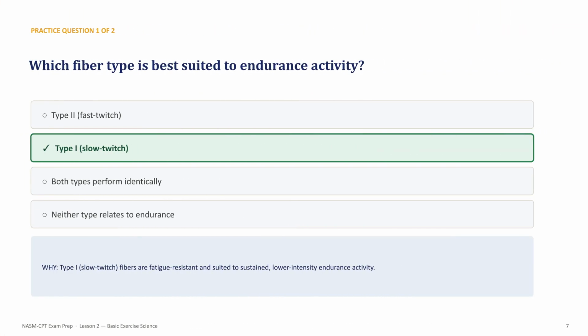Let's check your understanding. Question: which fiber type is best suited to endurance activity? Take a second and think it through. The correct answer is type 1, the slow twitch fibers. Here's why. Type 1 fibers are fatigue-resistant and suited to sustained, lower-intensity endurance activity.